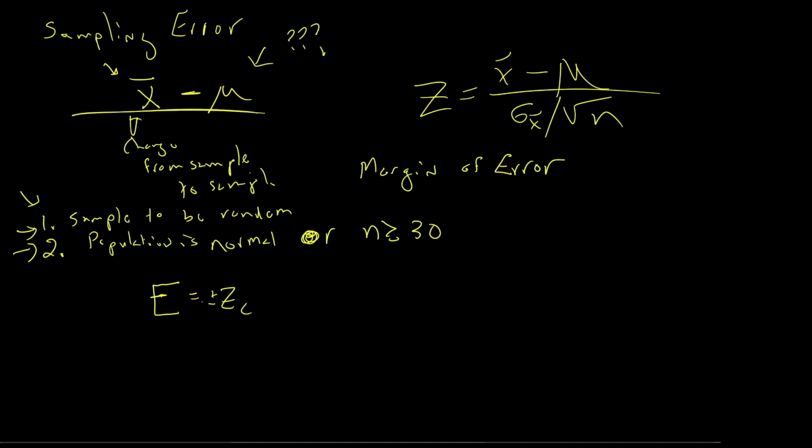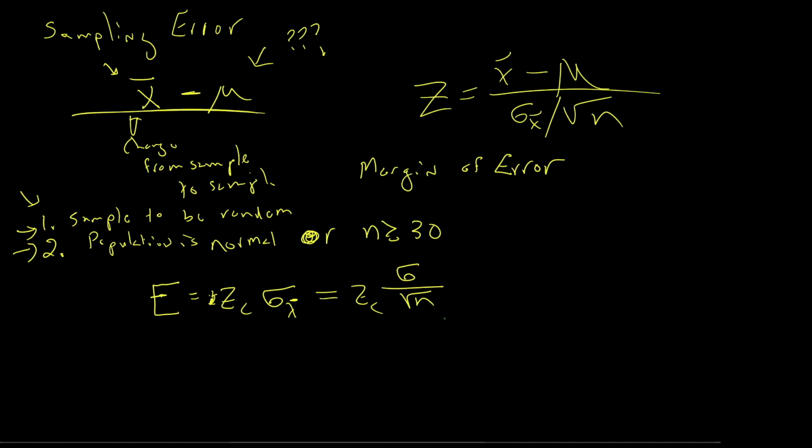And so what we can do is leave the plus and minus out for right now. Our margin of error is the critical value times the standard error of the mean, or critical value times the population standard deviation divided by the square root of n. And there are some things that the margin of error will become useful for.